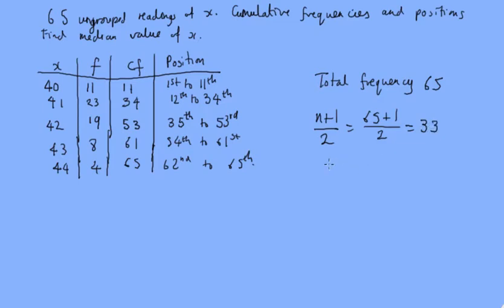So the median is at the 33rd value. So let's look at our table. Where is the 33rd value? So it's going to be in here. So our median is 41. So the median value of x is going to be 41, because all the values between 12 and 34 are equal to 41.